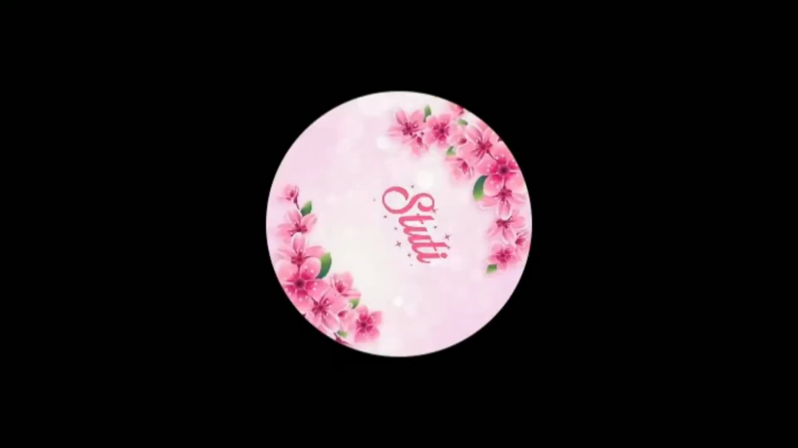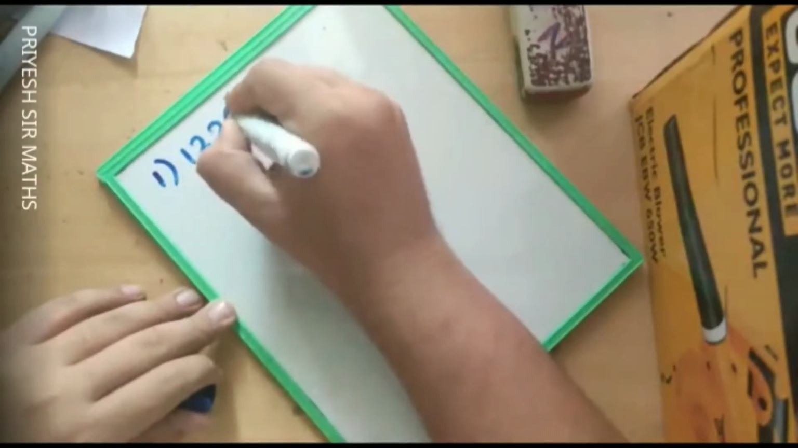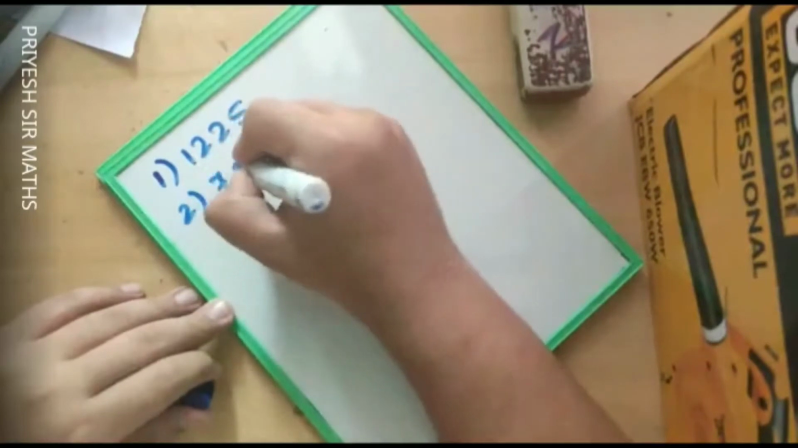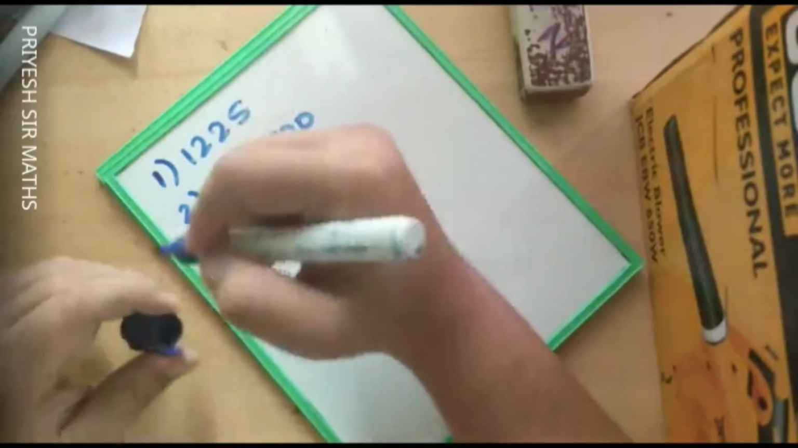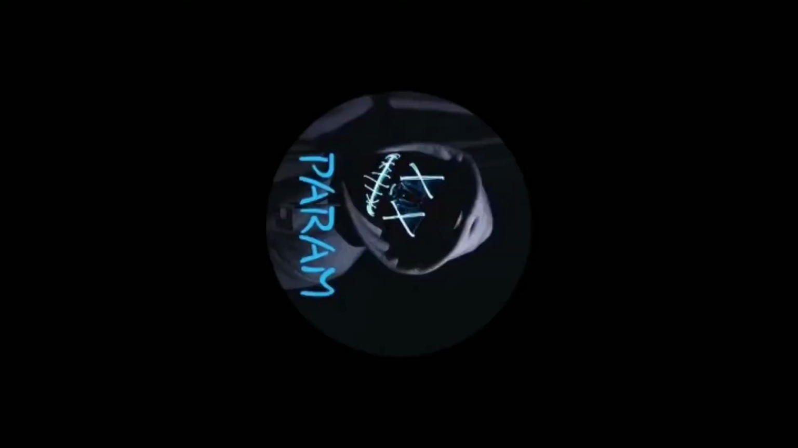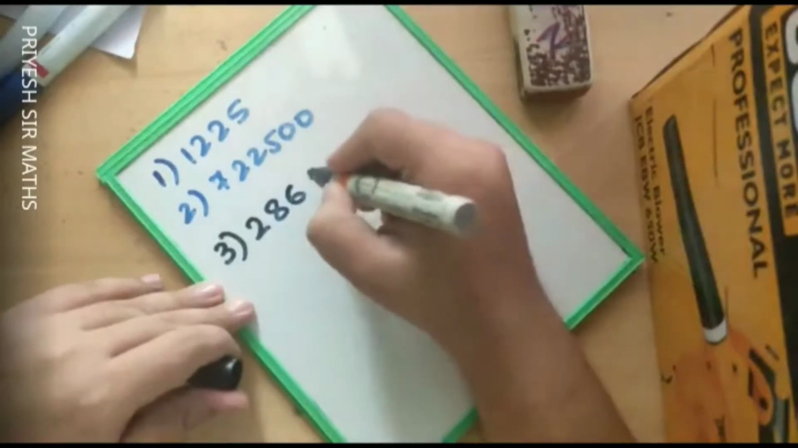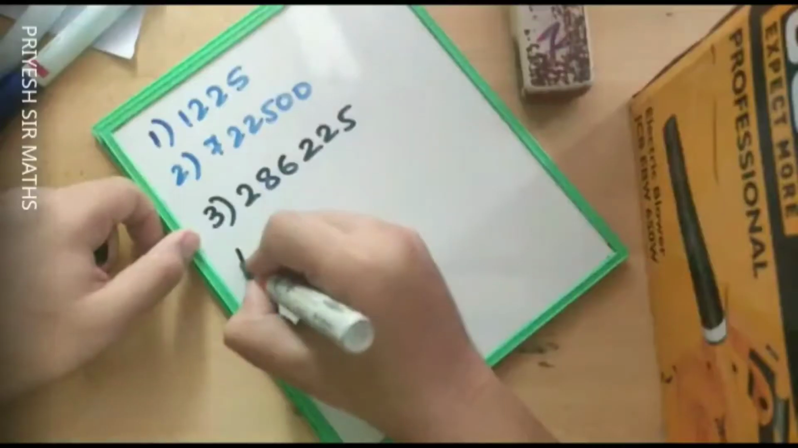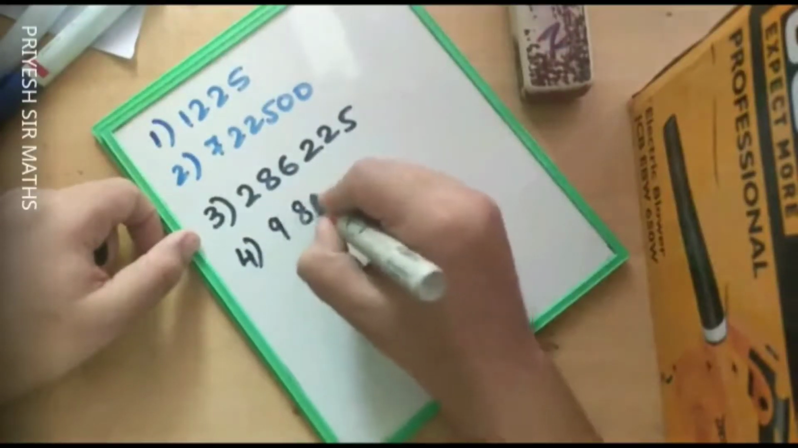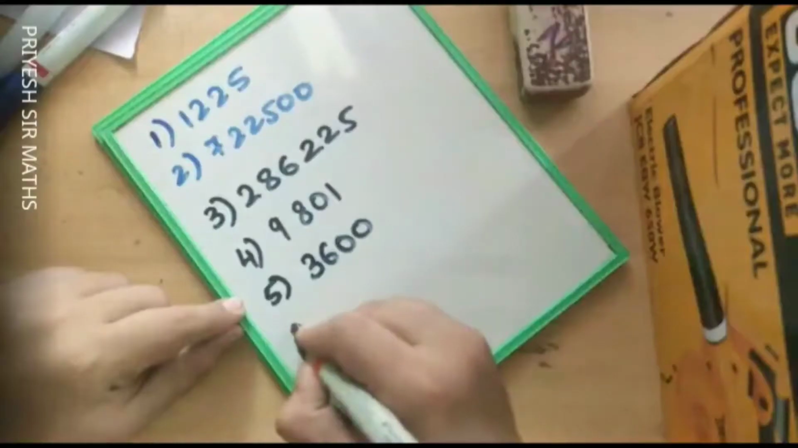722500. Okay, first is 1225. The second one is 722500. Anything else? Yes, sir. 286225. Fourth one, 9801. Okay. 3600. Okay.